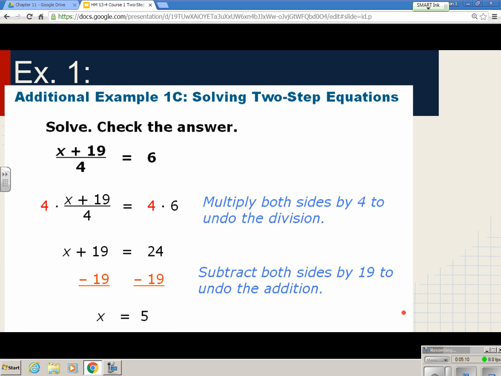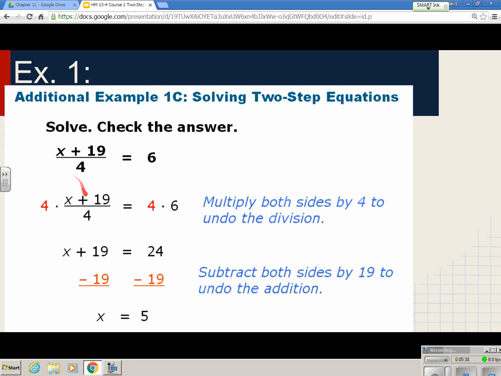Here's another one. Now this one's a little tricky, so I want to show you how you can walk through this one. Probably a good one to put down in your notes. All right, so look at this as two different things. x plus 19 divided by 4. So we can't really do x plus 19 because it's still got a variable and a number next to it, but divided by 4 is all alone. How do you undo dividing though?